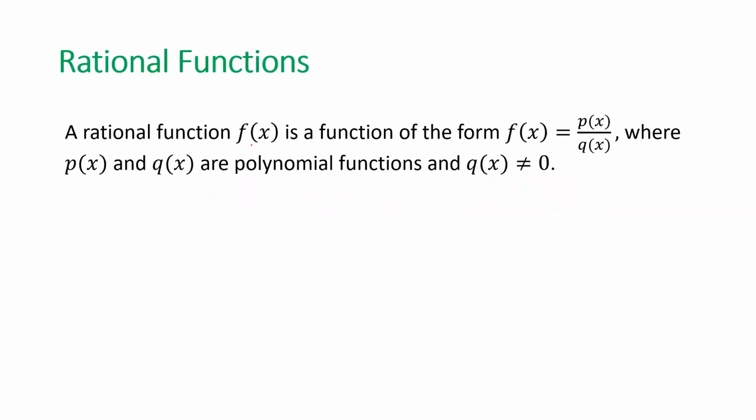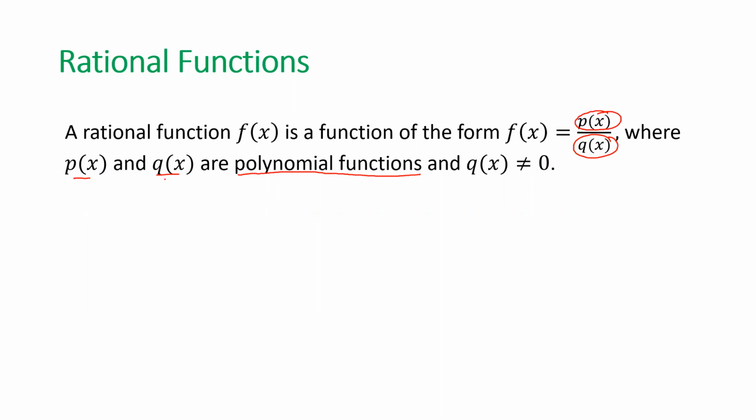A rational function f of x is a function of the form f of x is equal to p of x over q of x, where p of x and q of x are polynomial functions and q of x, of course, is not equal to 0 because division by 0 is not allowed. The polynomial functions may be of equal degrees or of unequal degrees.